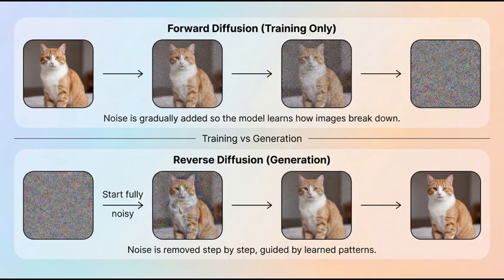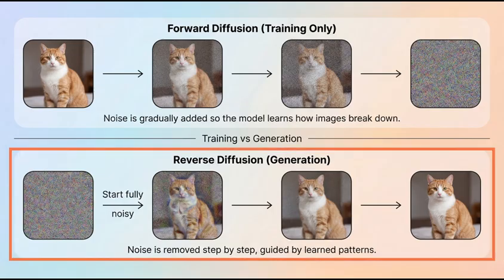This slide shows the difference between training and image generation. During training, the model starts with a clean image. Noise is added step by step until the image becomes pure noise. This is called forward diffusion. This process teaches the model how images break down when noise is added. During generation, the process is reversed. We start from pure random noise. The model removes noise step by step to create an image. It is important to understand this clearly. During generation, we do not add noise like in training. We only remove noise using what the model learned before.